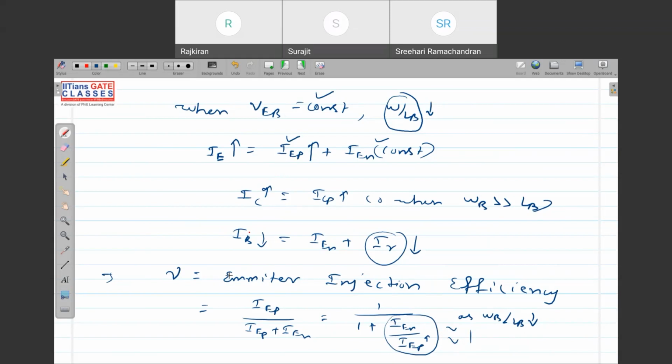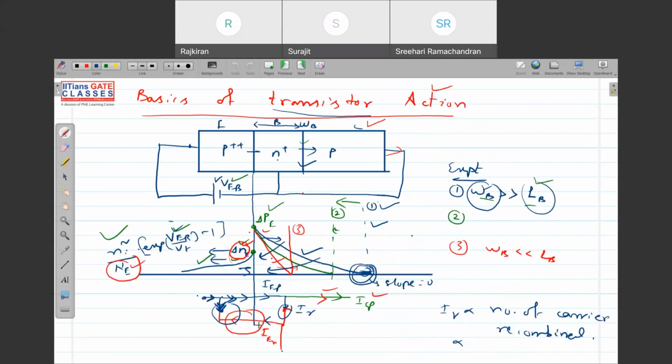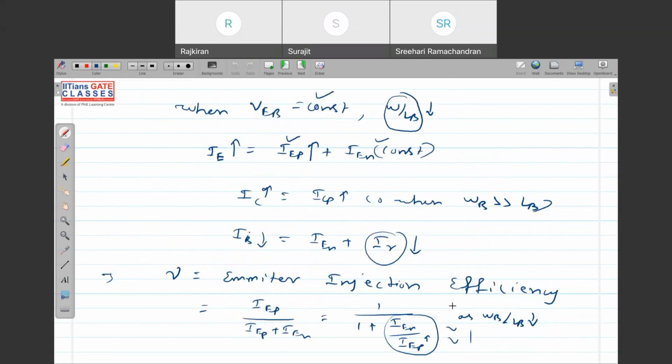So are you understanding the emitter injection efficiency? Out of the injected carriers, IE and IEP, only IEP is helpful. So to increase the injection efficiency, IEP should be more and IEN should be less. This is nothing but your emitter injection efficiency. They may ask you in the exam, what is the emitter injection efficiency?